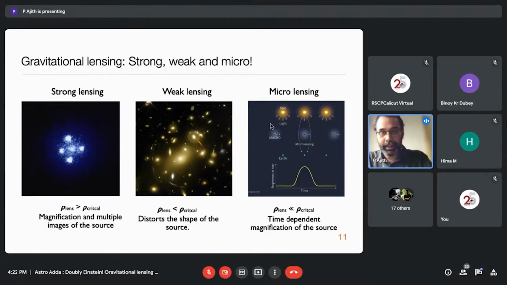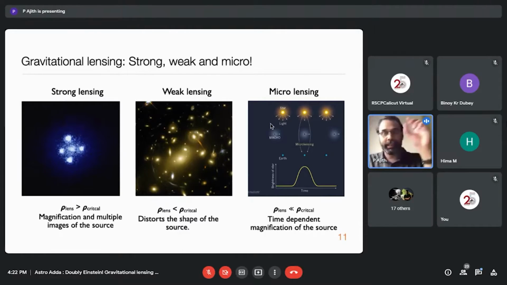The right example is an example of gravitational microlensing. Here, the lenses are typically much smaller, so that there is no possibility of making multiple images or even significant deformations in the background images.